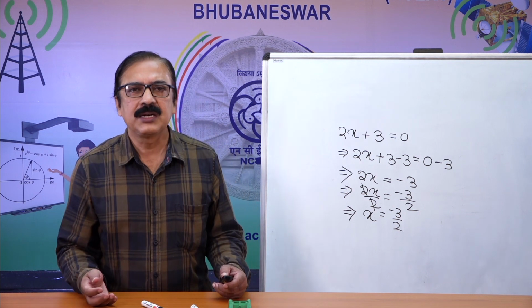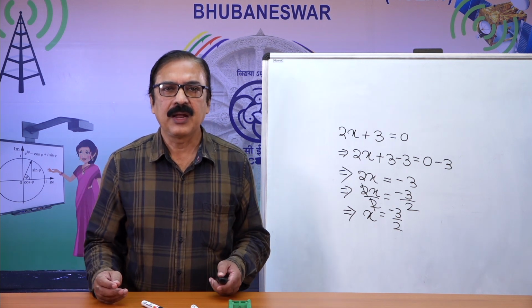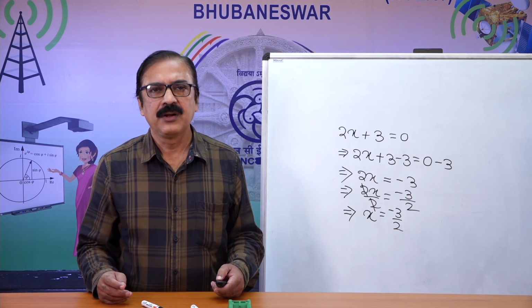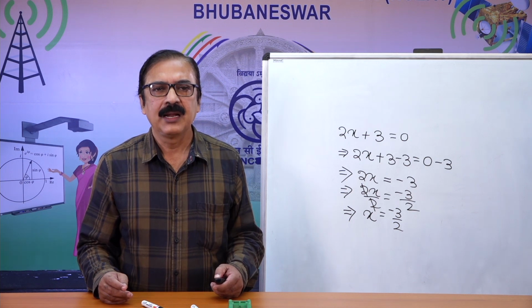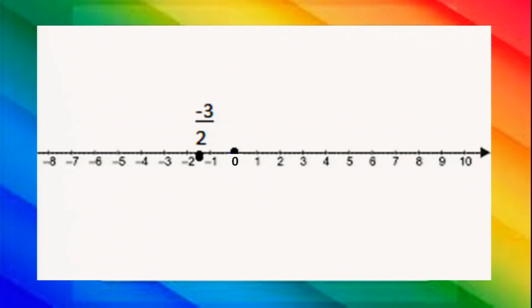How to represent it graphically? Graphically we can represent it on a number line like this. As you know, minus 3 by 2 is greater than minus 2 and it is smaller than minus 1, so it lies somewhere between minus 2 and minus 1.